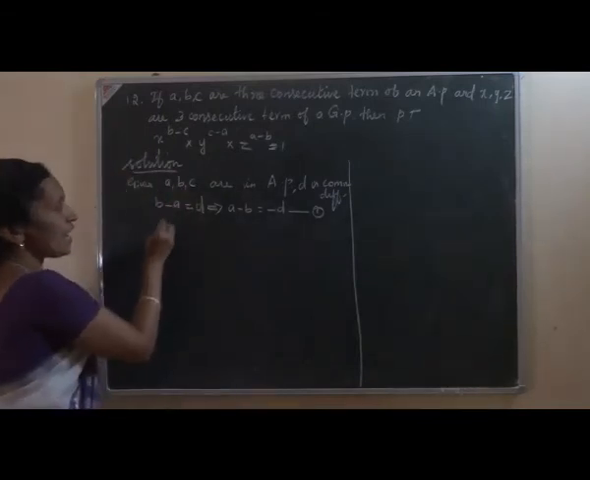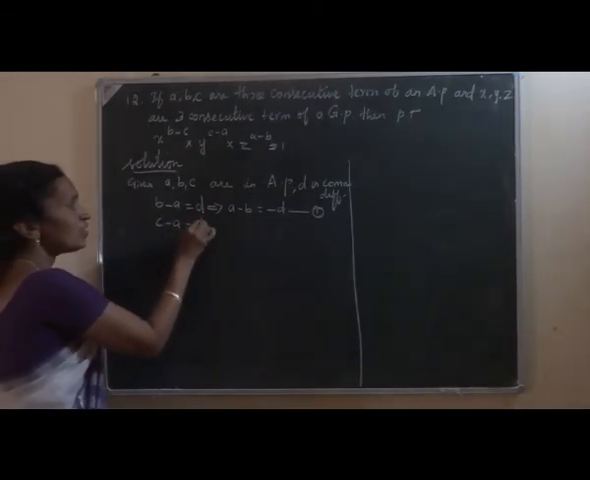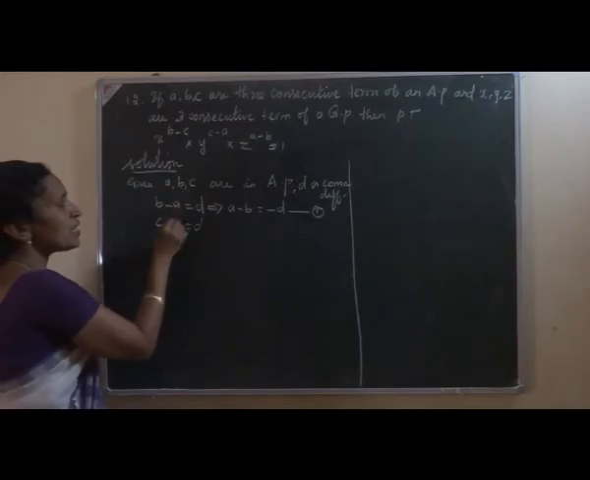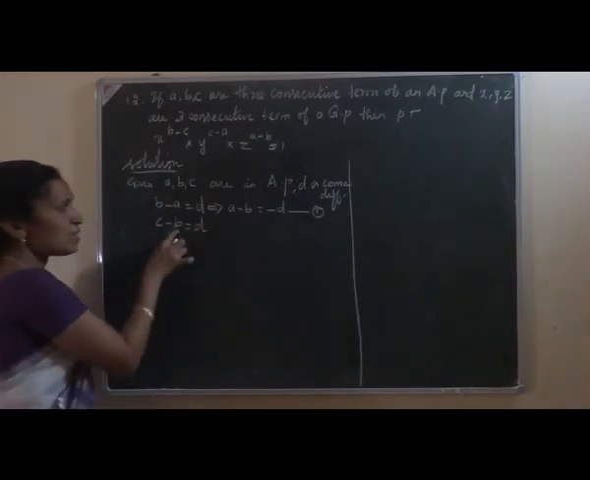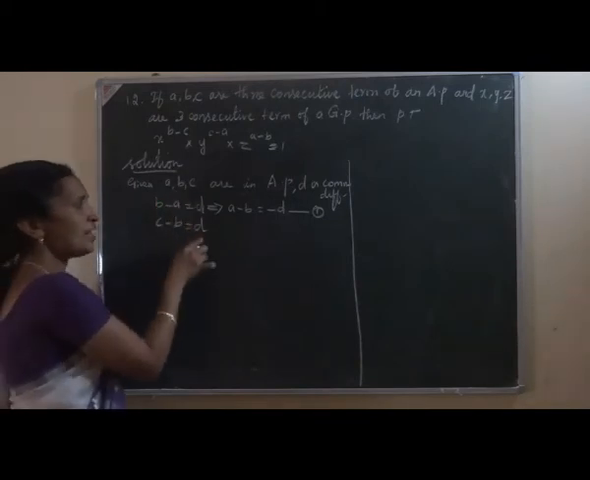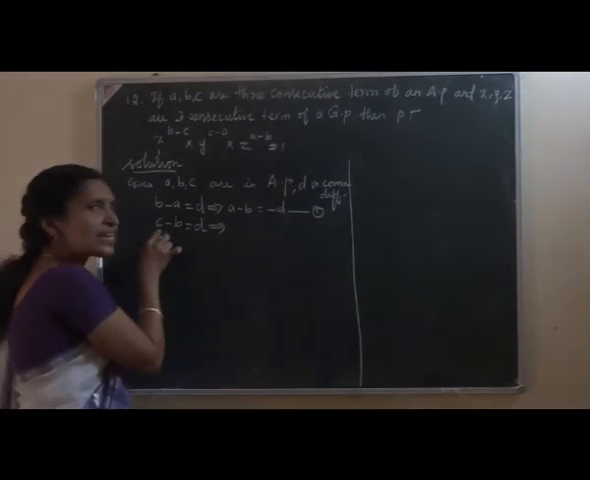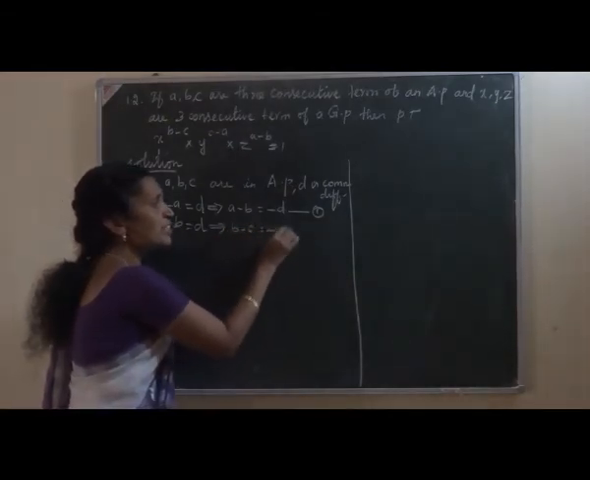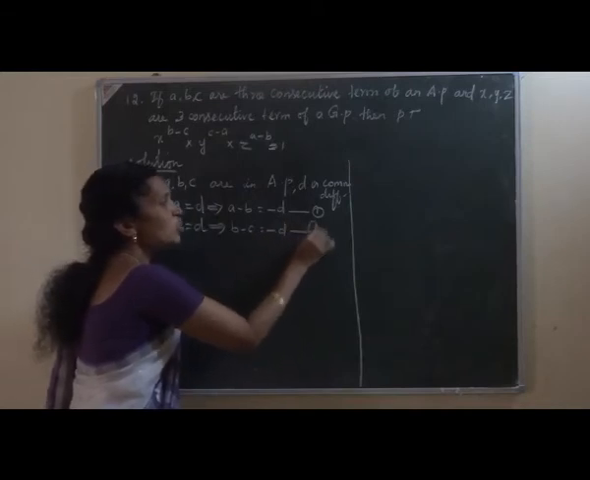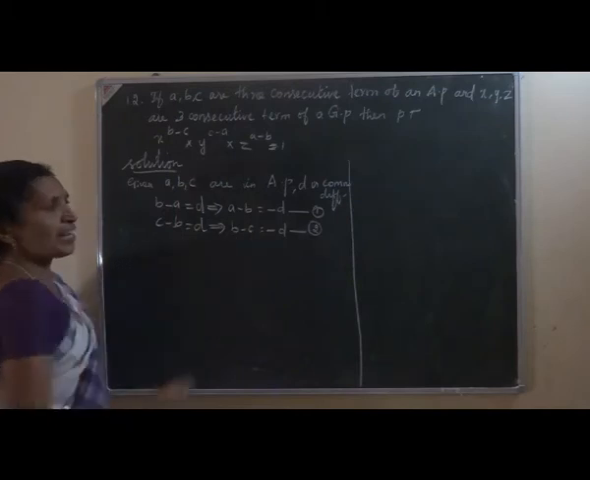Next, C minus B equal to D, the common difference. C minus B equal to D. The same way, B minus C equal to minus D. Equation 2. B minus C equal to minus D.